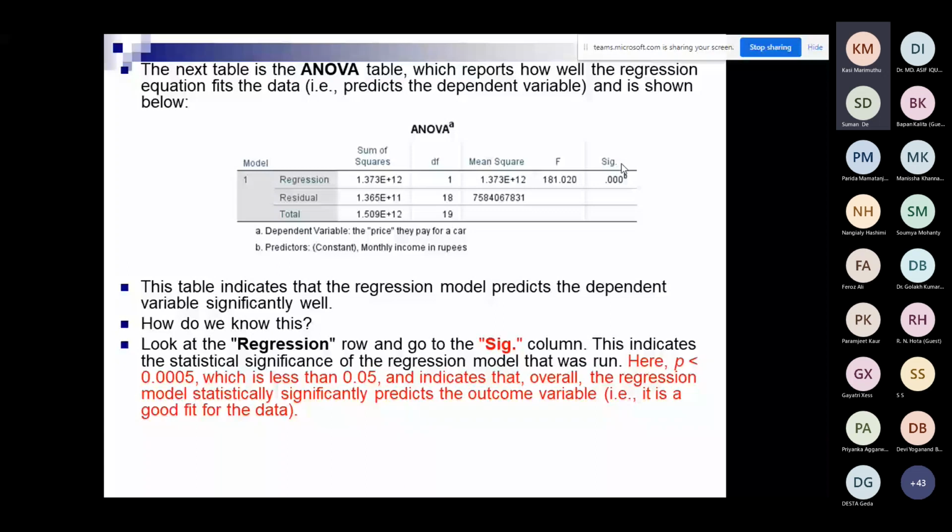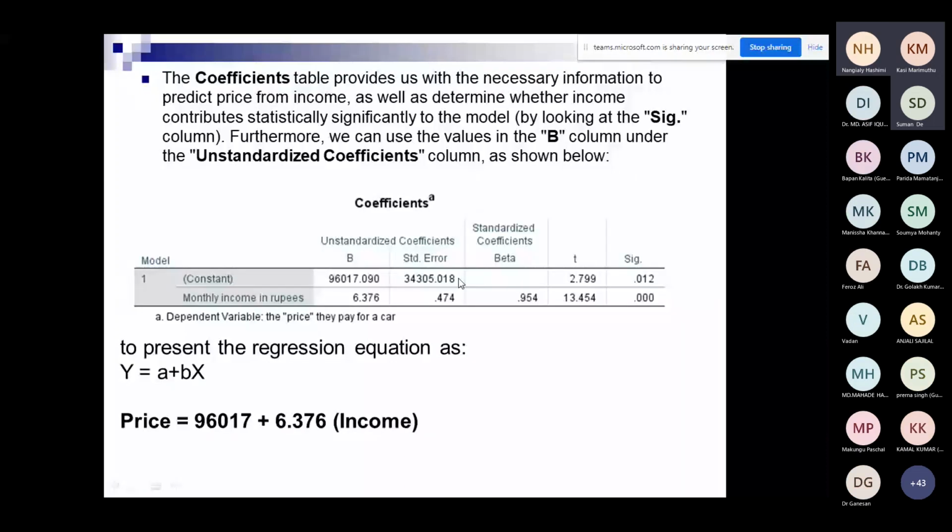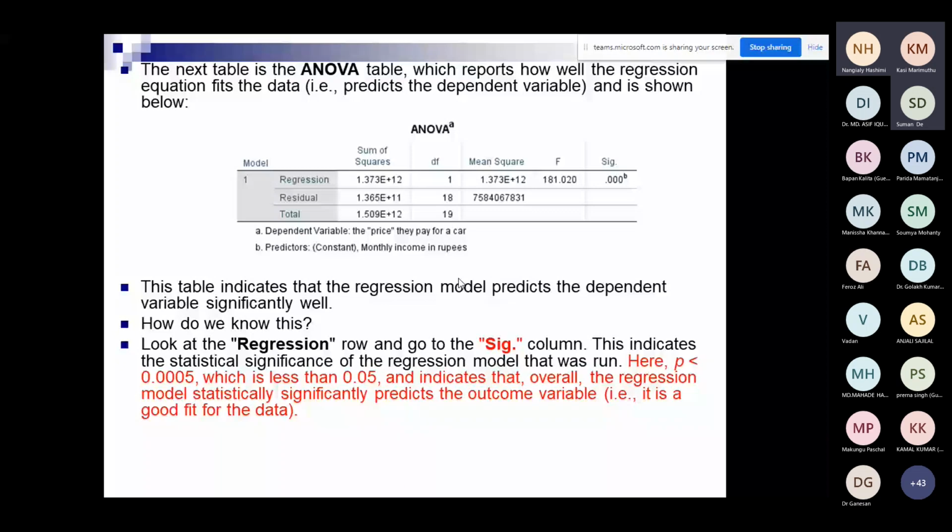Agreed? Sir, can we say that this model shows the significance as 0.00? Yes, the model is significant. P less than 0.05 should be significant. Suppose your ANOVA table says that the significance value is greater than 0.05. In that scenario, the model is not significant, and we cannot go for it. Less than 0.05 means we can go for it.